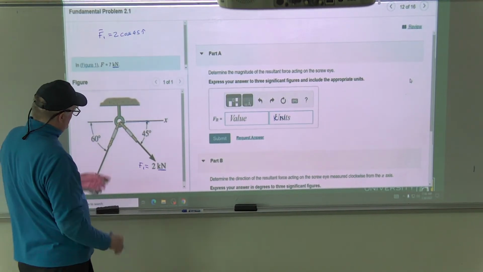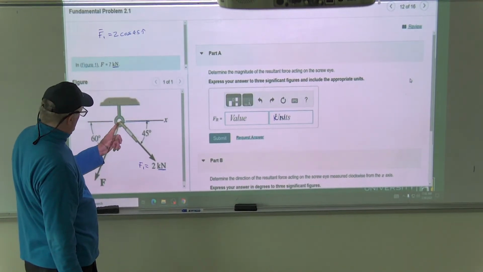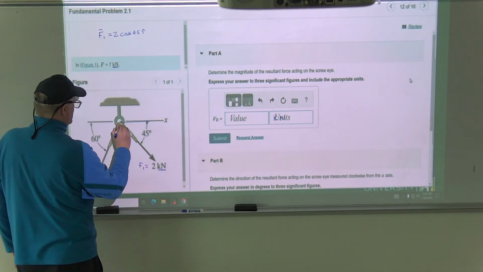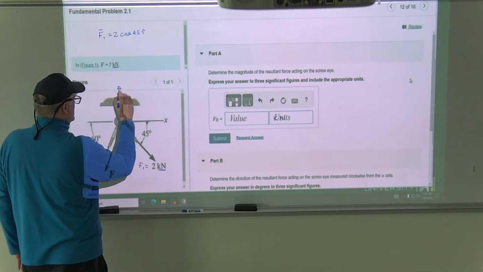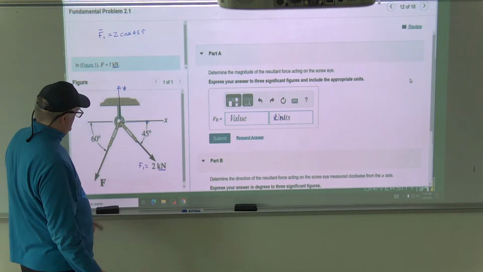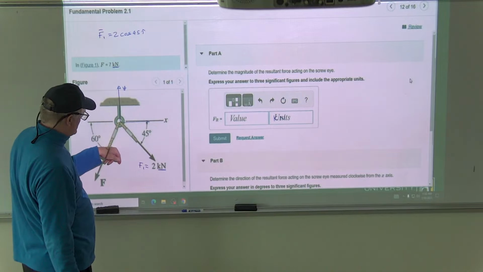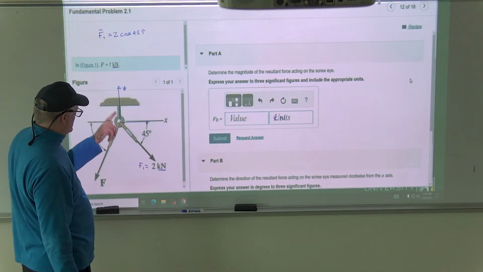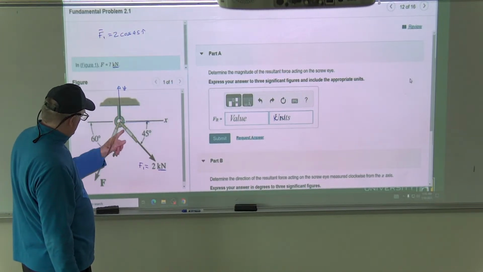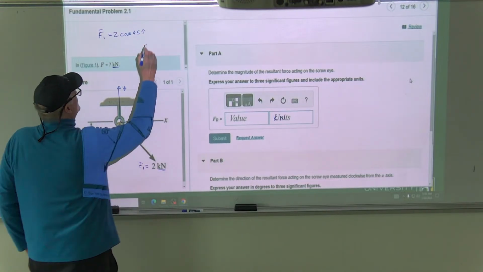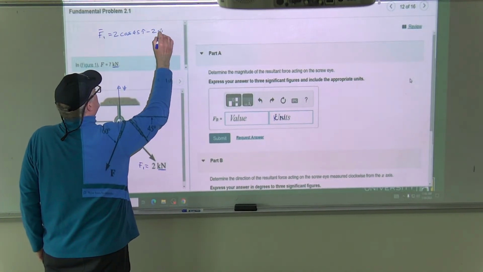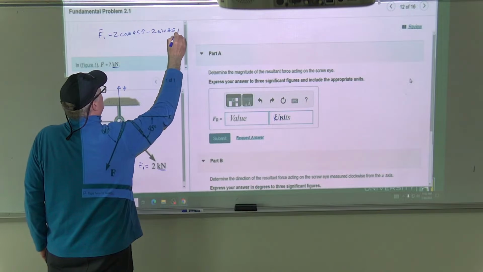It's up to you to decide whether you want y to go this way. Generally, people do. And so I'm going to go ahead and make it go up. You can make it go down, but I wouldn't. I'd just make it go up. And so that means this thing goes down to sine of 45 j.